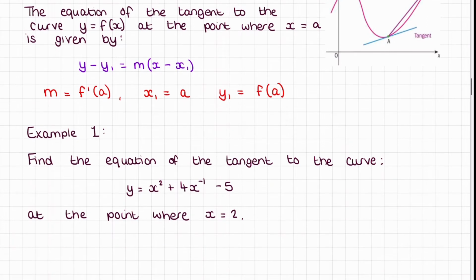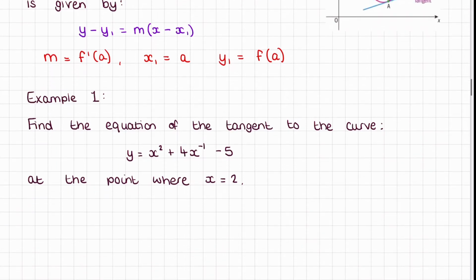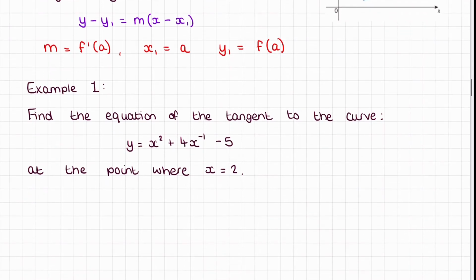First example, find the equation of the tangent to the curve y = x^2 + 4x^-1 - 5 at the point where x = 2. I always have a process with this and an order that I do things in. First thing I do is find the coordinates of the point. So we know that x = 2, which means I'm going to sub that into the original equation. So we'll have y = 2^2 + 4 multiplied by 2^-1 - 5.